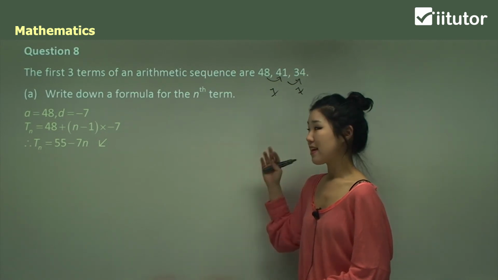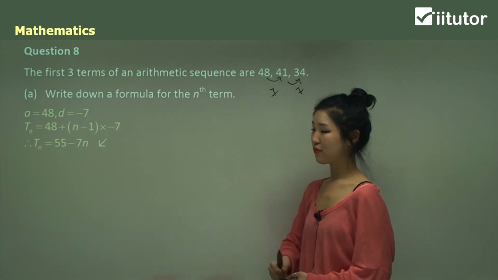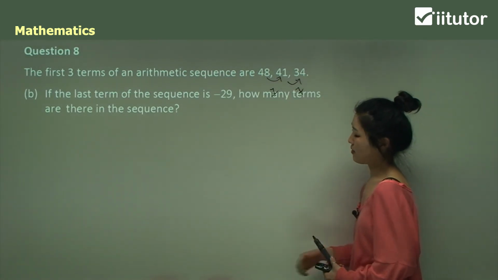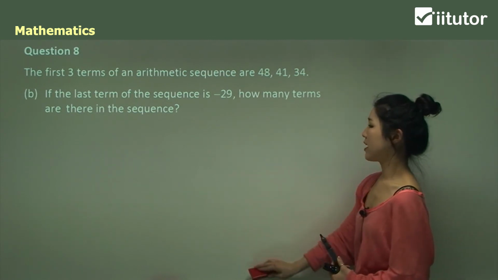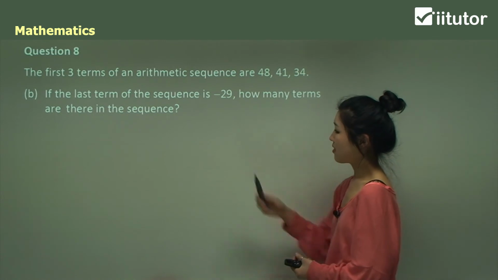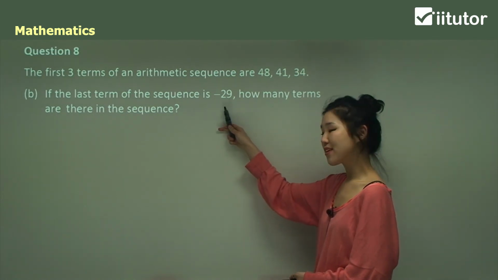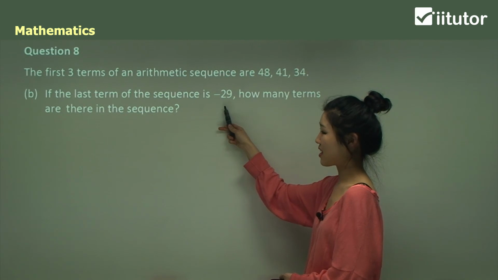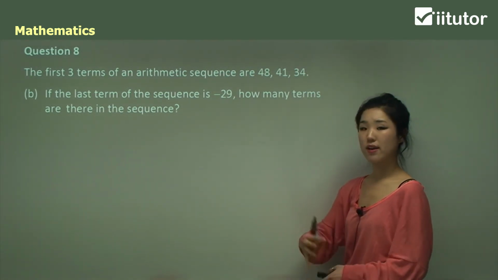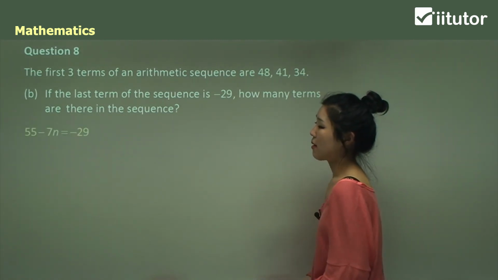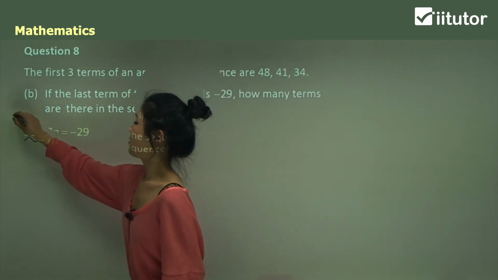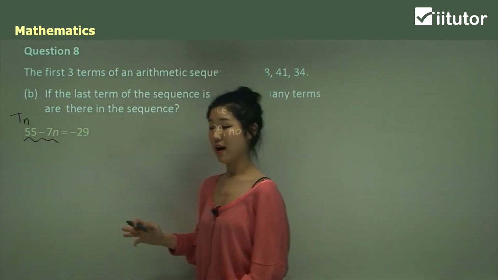That's part A. We've got the formula. Let's go on to B. Because B asks us if the last term of the sequence is negative 29, how many terms are there in the sequence? So again, guys, they give us the last term. So I hope you guys know how to approach a question like that when they give us the last term. What I'm going to do, we need to find how many terms there are in the full arithmetic sequence. I'm going to go 55 minus 7n, that's Tn, isn't it? This is Tn, right, that we found in part A.